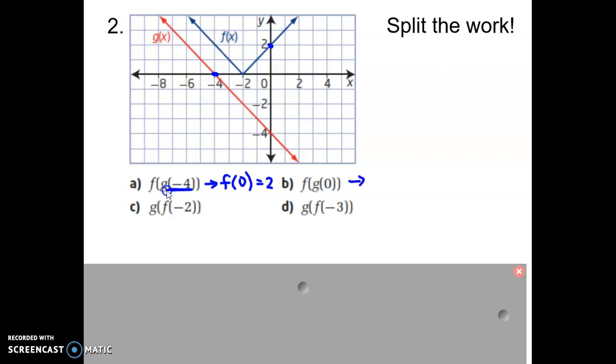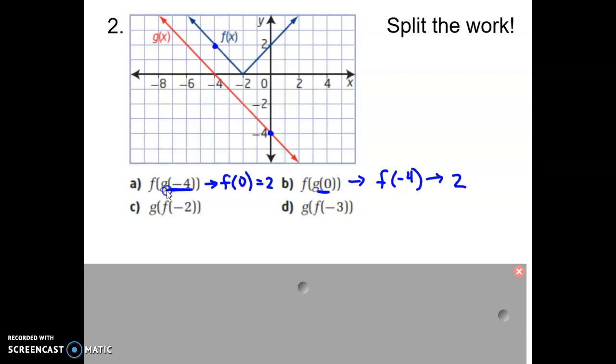F of g of 0. So let's start with g of 0. G of 0 is negative 4. So that means I'm going to plug negative 4 in for f. So negative 4 for f. What's the f value at negative 4? Positive 2. Great. So my answer here is positive 2 as well.